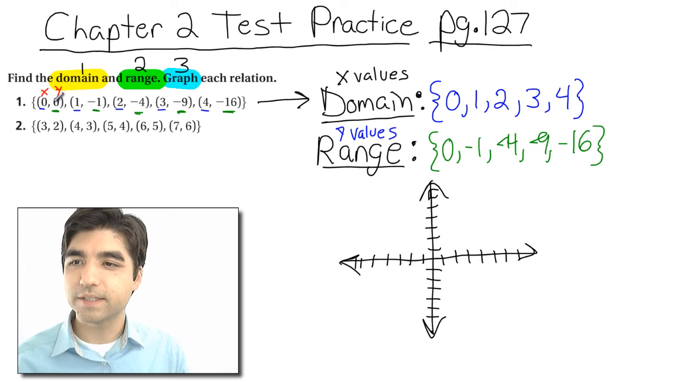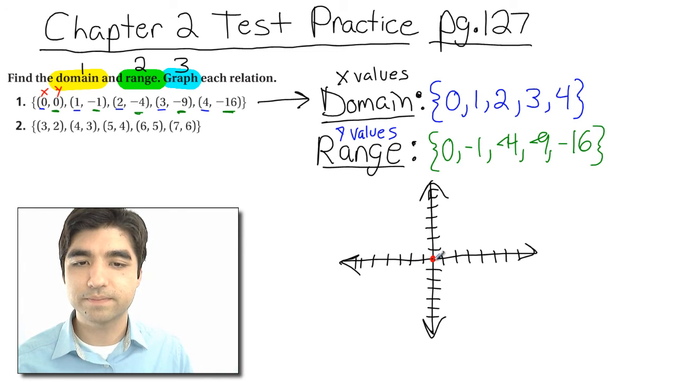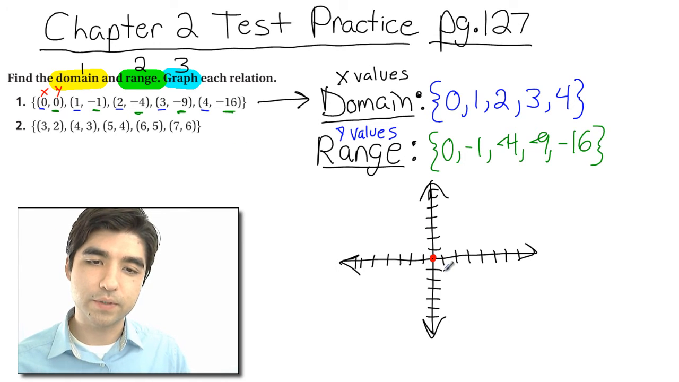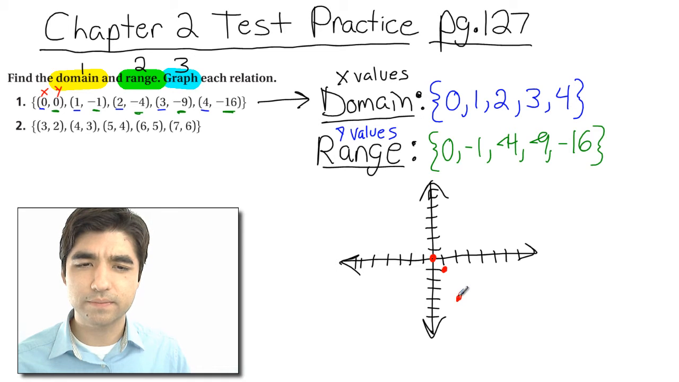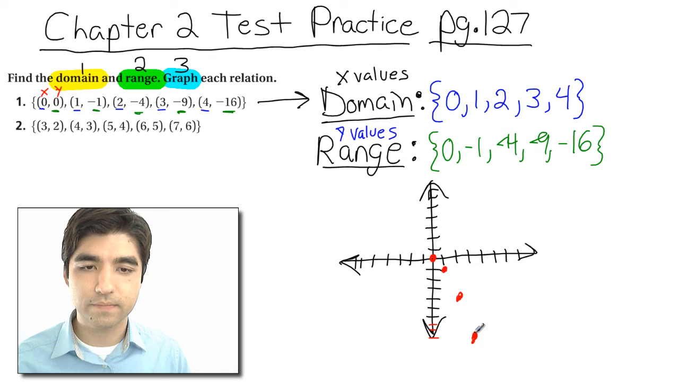Okay, now we need to graph each one of these points. So 0, 0, that's right here, and then 1, -1, we go over 1, down 1. And then 2, -4, we go over 2, down 4. Right here, yeah. And then 3, -9, 1, 2, 3, 4, 5, 6, 7, 8, 9. So that's way down there.